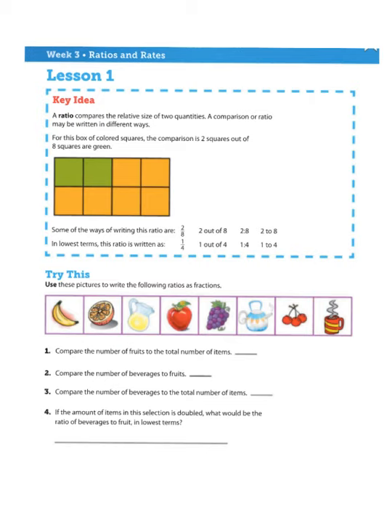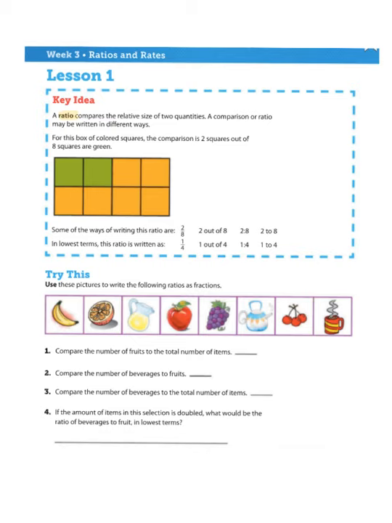In week 3, lesson 1, we're going to talk about ratios and rates. If you don't know already, a ratio compares the relative size of two quantities. A comparison or ratio may be written in different ways. For this box of colored squares, the comparison is 2 squares out of 8 squares are green.